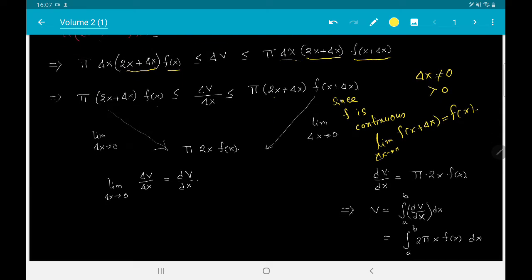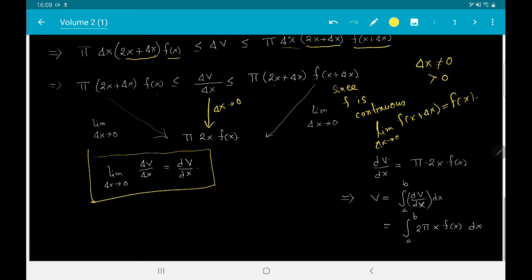And then if we now take the limit as delta x tends to 0, this also goes to pi times 2x times f of x by sandwich theorem. But we know from our differential calculus that limit delta x tends to 0, delta V by delta x is nothing but equal to dV/dx.